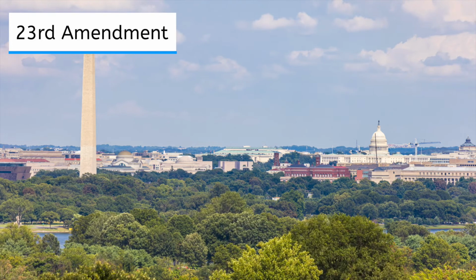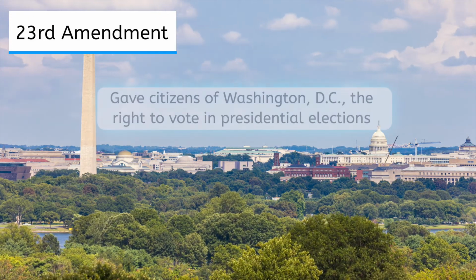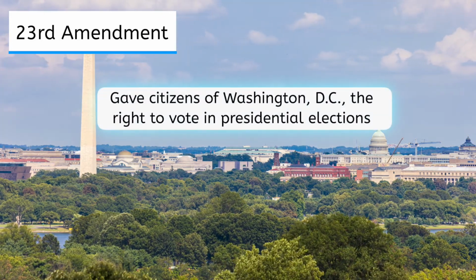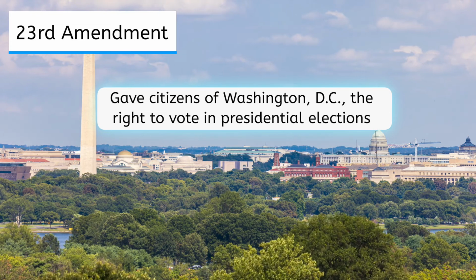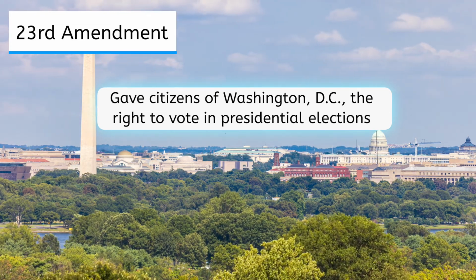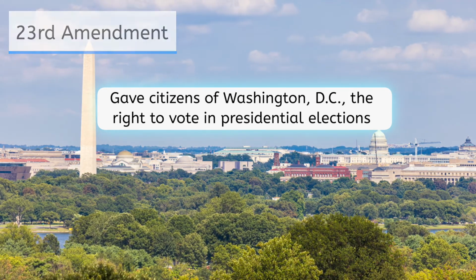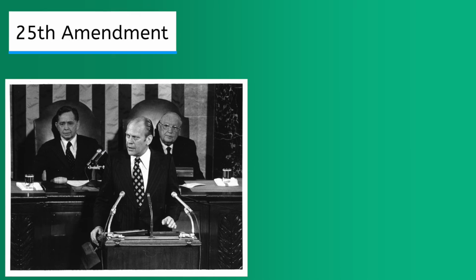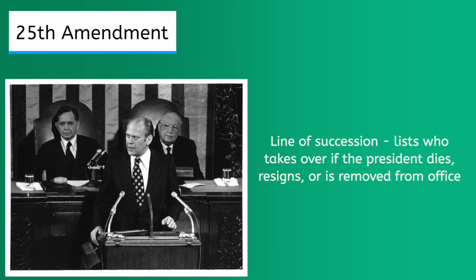In a previous lesson, you learned that the 23rd Amendment gave citizens of Washington, D.C. the right to vote in presidential elections, and gives D.C. an equal number of electoral votes as the least populated state. The final amendment on our agenda is the 25th, which solidifies the line of succession for the presidency. That means it lists who takes over if the president dies, resigns, or is removed from office, and how.